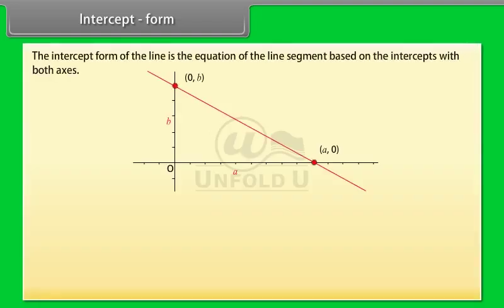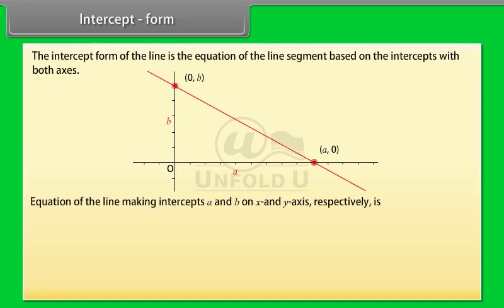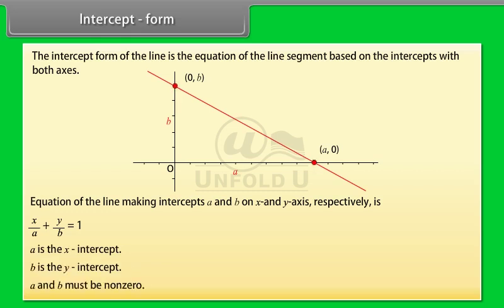Intercept form. The intercept form of the line is the equation of the line segment based on the intercepts with both axes. The equation of the line making intercepts a and b on the x and y axes respectively is x by a plus y by b is equal to 1. a is the x-intercept, b is the y-intercept. a and b must be non-zero.